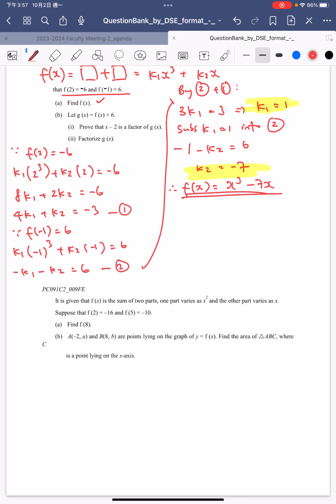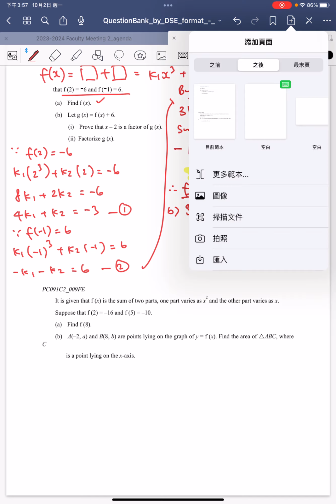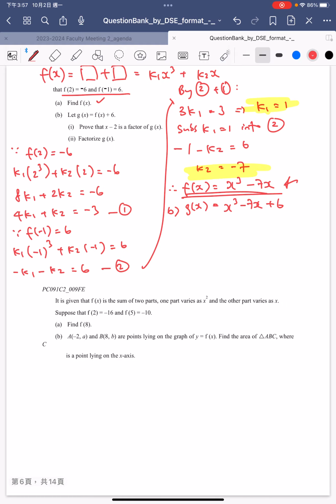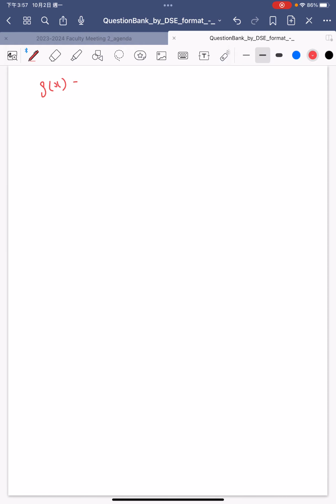So for section B, for question B, we have another function g(x). So g of x is f(x) plus 6. But what is f(x)? f(x) is x cubed minus 7x. So we have x cubed minus 7x plus 6. And for the first part, we need to prove that x minus 2 is a factor of g(x). So we just recap here. We have g(x) equal to x cubed minus 7x plus 6.